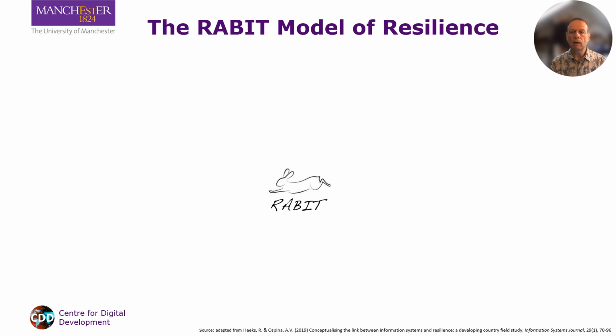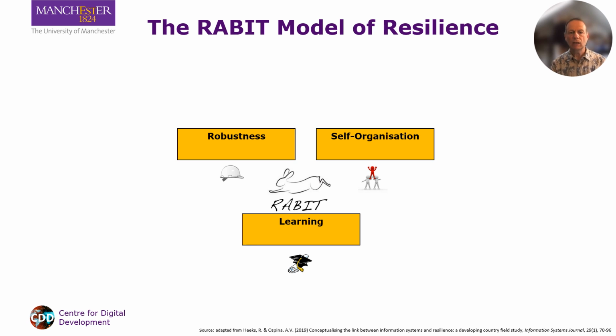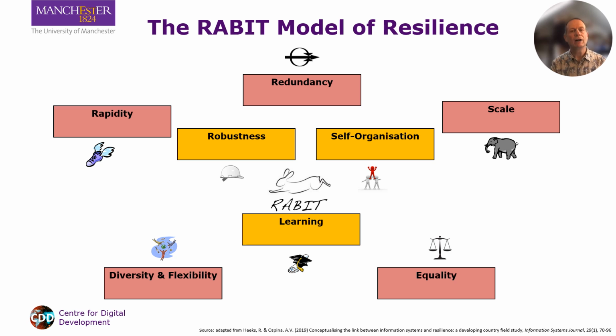The model I'll use here comes from the University of Manchester's RABIT, the Resilience Assessment Benchmarking and Impact Toolkit. The model argues that resilience of any system can be measured on the basis of 8 attributes. 3 are primary foundations of resilience: robustness, self-organization, and learning. And 5 are secondary enablers of resilience: redundancy, rapidity, scale, diversity and flexibility, and equality. The stronger these are, the more resilient a system will be, and ICTs can both strengthen or weaken these attributes.